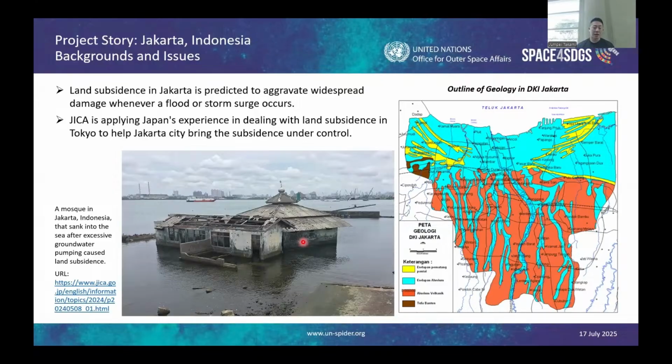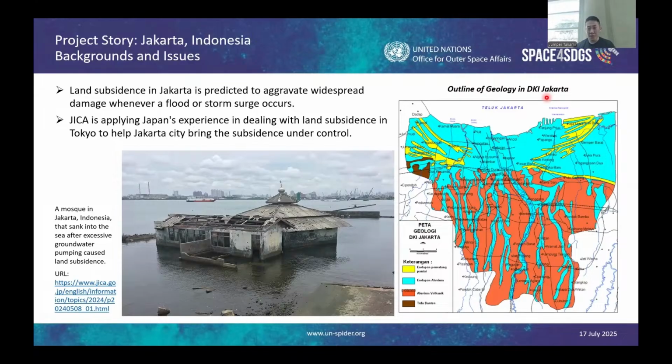You can see at the bottom left, this is a mosque in Jakarta. It's a mosque in the northern Jakarta area. It sank into the sea after excessive groundwater pumping caused land subsidence. And then you can see the figure on the right. This is the outline of the geology in DKI, which is the way of saying Jakarta, the prefecture.